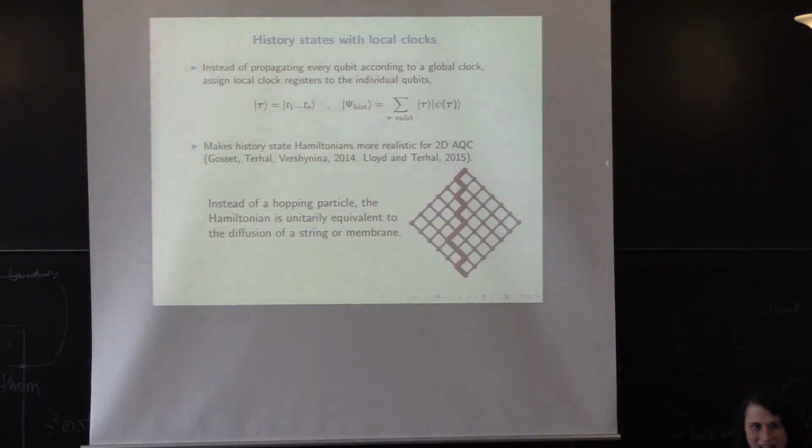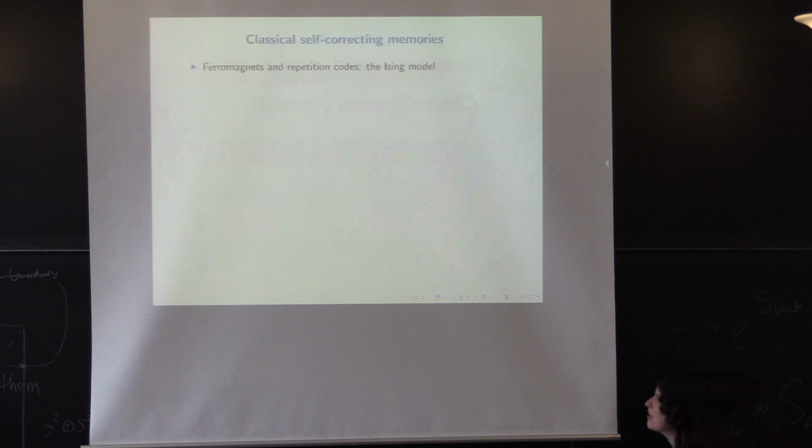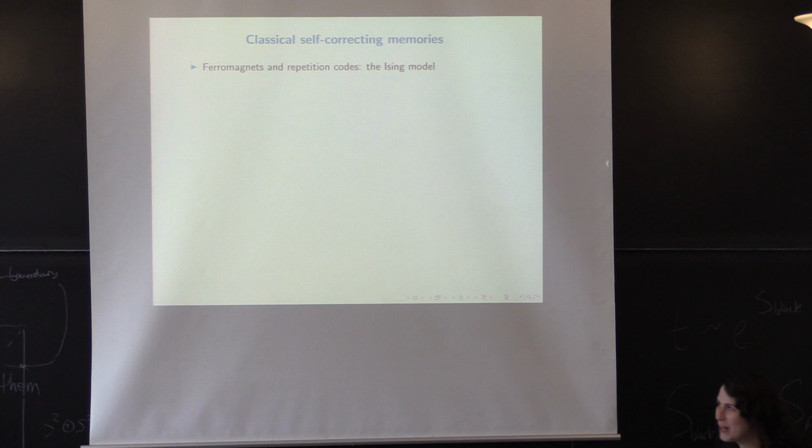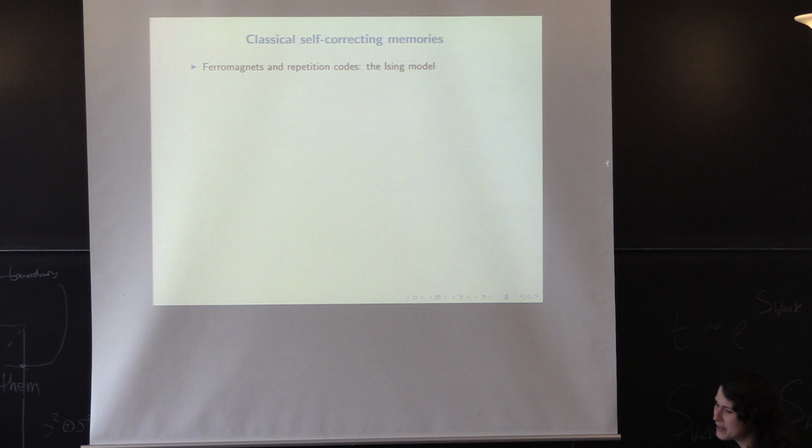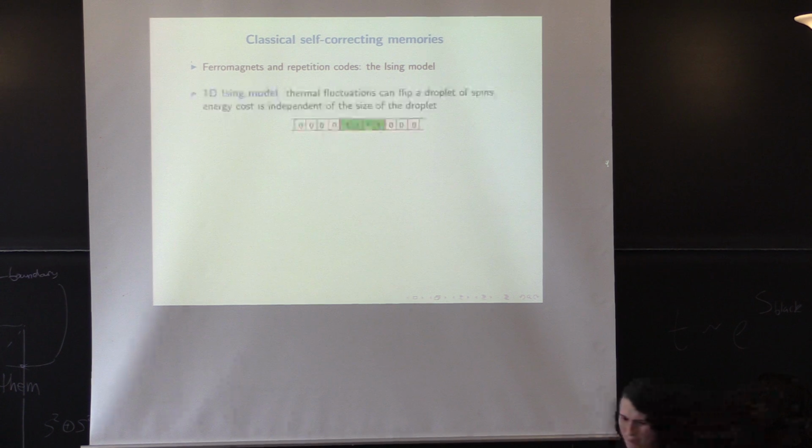Okay, so that's a bunch of existing stuff about adiabatic computation. Now let's talk a bit about self-correcting memories. This is relatively standard material as well. Classical self-correcting memories, the simplest example are ferromagnets, which we can also think of as the repetition code and the classical Ising model. So the story is that for the one-dimensional Ising model, imagine that you try to store a 0 state in a 1D classical ferromagnetic Ising model for a long time.